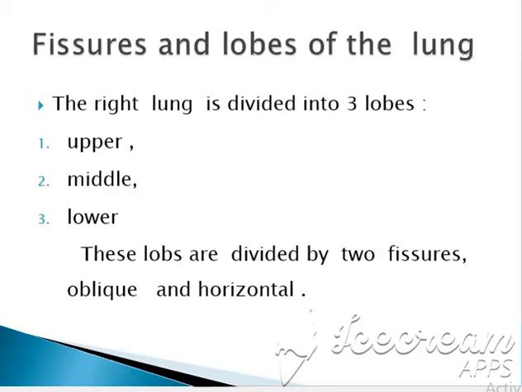Then come to the features and lobes of the lung. The right lung is divided into three lobes: upper lobe, middle lobe and lower lobe. And these lobes are divided by two fissures, that is oblique fissure and horizontal fissure.